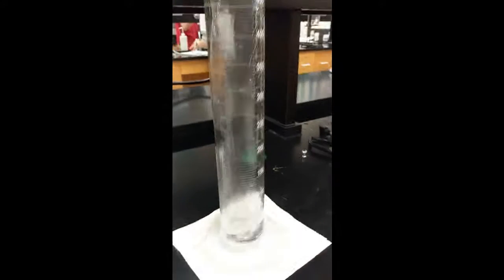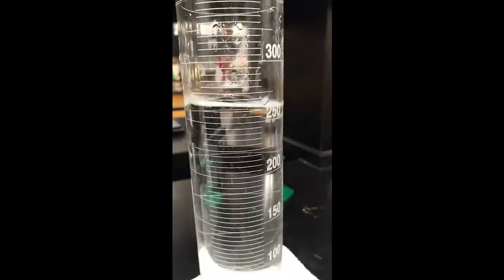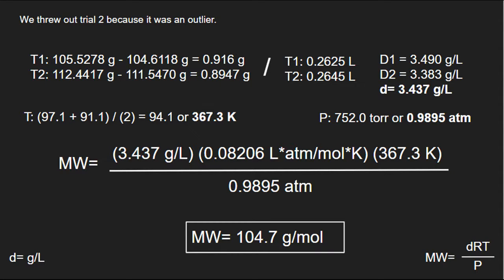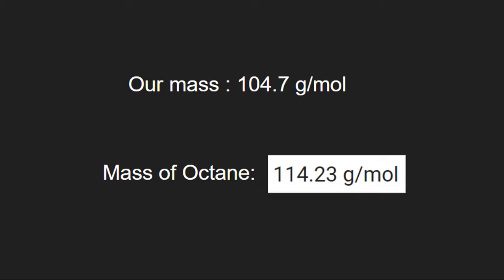Step 12. To find the volume of the flask, remove the foil and completely fill the flask with water. Pour the water into a 500 milliliter graduated cylinder and read the volume. Step 13. Calculate the molar mass of the liquid. We think that our unknown is octane because our molar mass is 104.7 grams per mole.